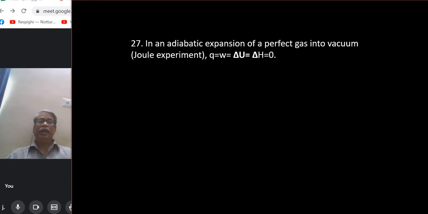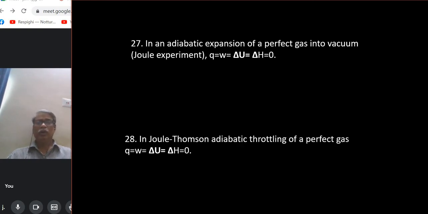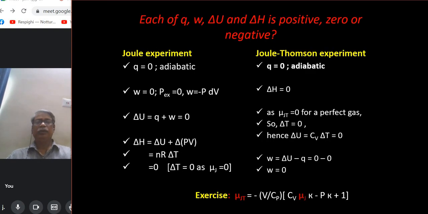Next question: in an adiabatic expansion of a perfect gas into vacuum, which is actually Joule's experiment, as you know, all the 4 quantities Q, W, delta U and delta H are 0. And a similar question for the Joule-Thomson throttling experiment, that all 4 same quantities are equal to 0. Before you see the answer in terms of true and false, I have prepared a different slide for this. Each of these 4 quantities is positive, 0 or negative.